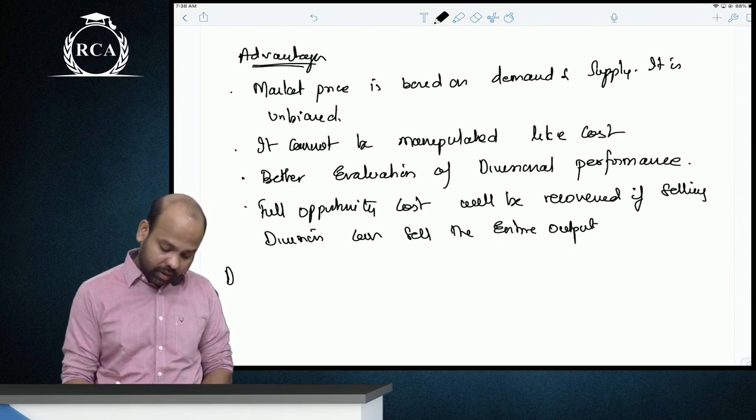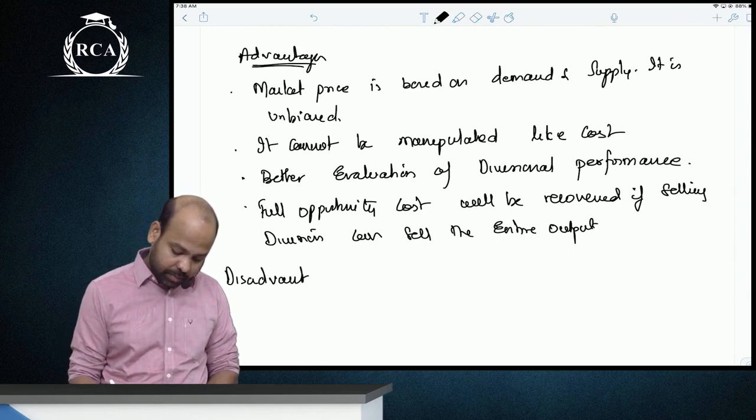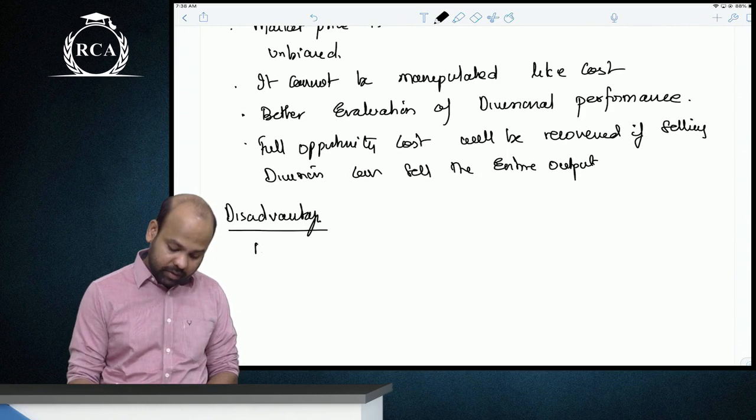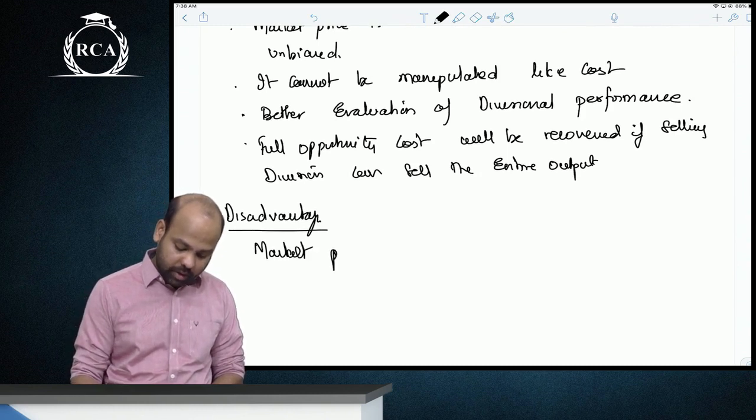Understood, sir. What are the disadvantages? Market price, there can be distress price. Market price may not be a fair value.